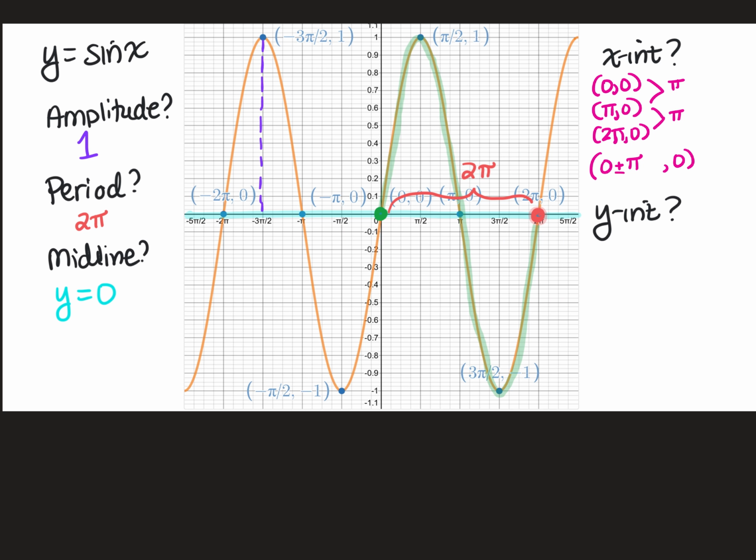But what I want to do there is add in an integer, we'll call it n. So basically what I'm saying is if we multiply pi by any integer and add it to 0, we're going to get one of our intercepts. And that's really the important thing here. And then finally, our y-intercept is right here at (0, 0).